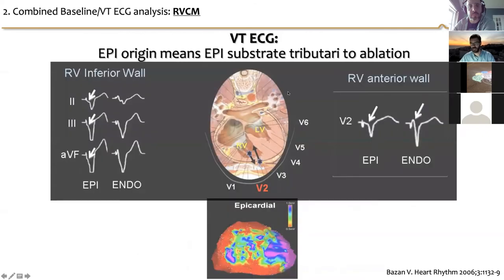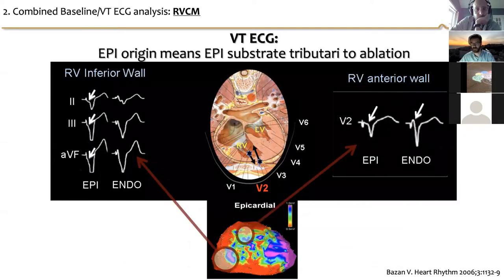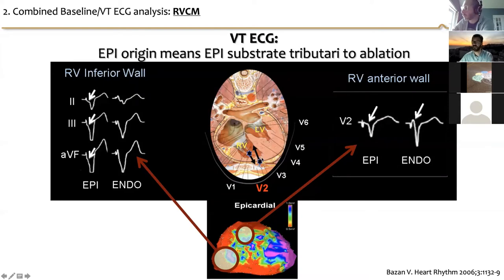And as you apply these to the most frequent sites of origin of VT in the setting of right ventricular cardiomyopathy, you have to look at the lead that is confronting the anterior and low RVOT aspect of the right ventricular free wall and see how V2 behaves. If it behaves with a QS complex, you can infer that there's probably an epicardial origin of this VT. And on the contrary, you have to suggest an endocardial origin.